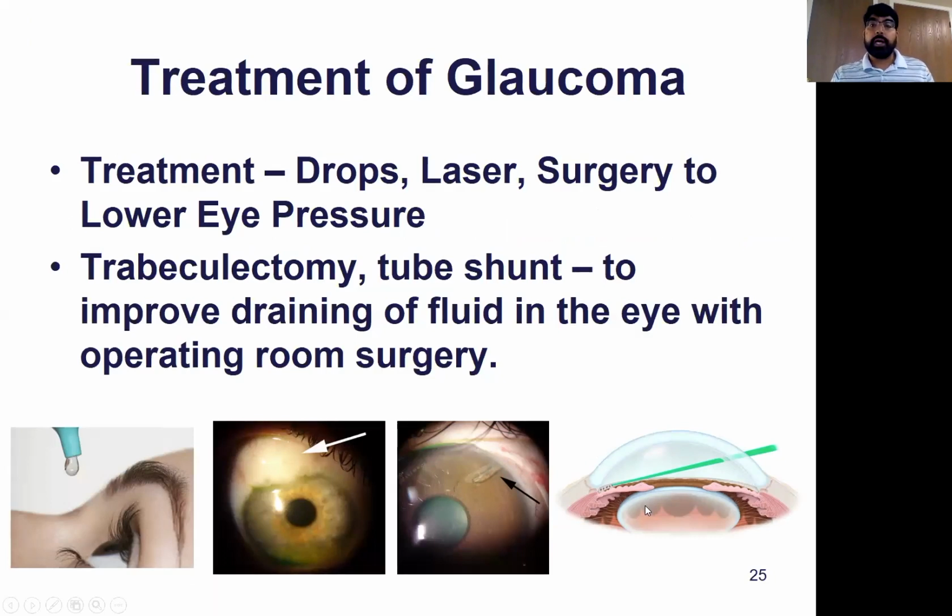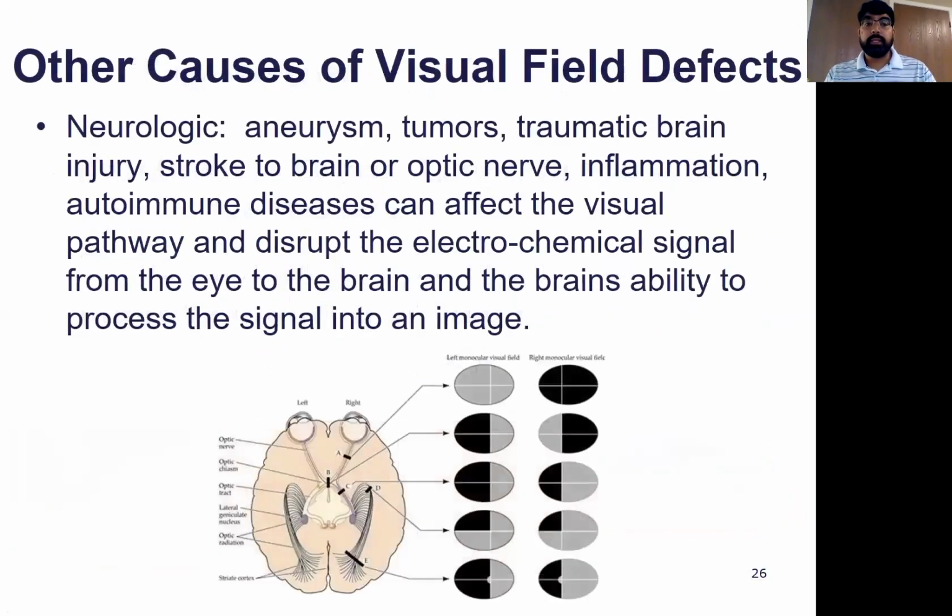So these are the ways and forms of pressure management in the eye, because the eye pressure that forms the eyeball is too high for the optic nerve. In order to reduce it, these procedures are needed. Other causes of visual field defects include neurologic causes, anything that affects the central nervous system.